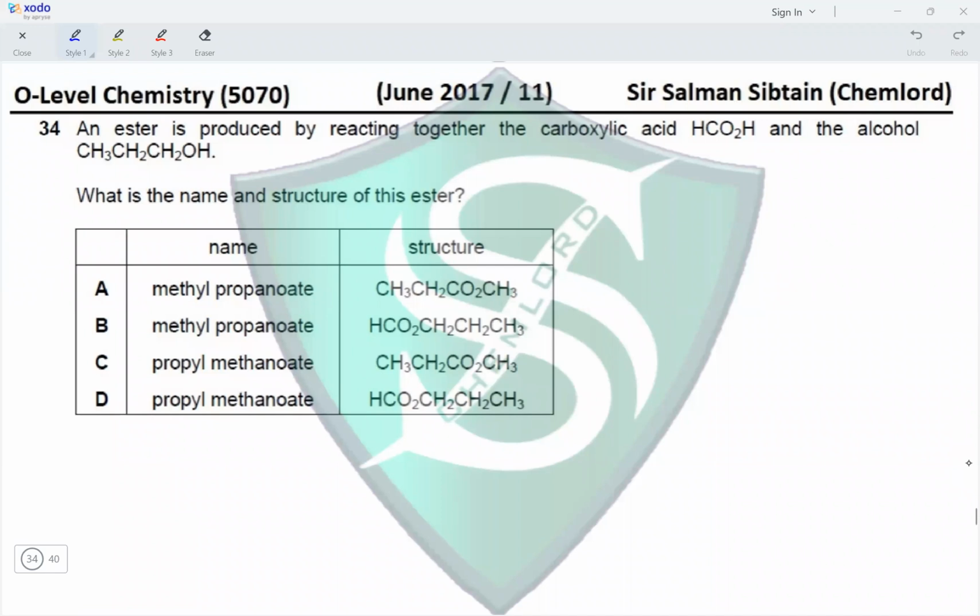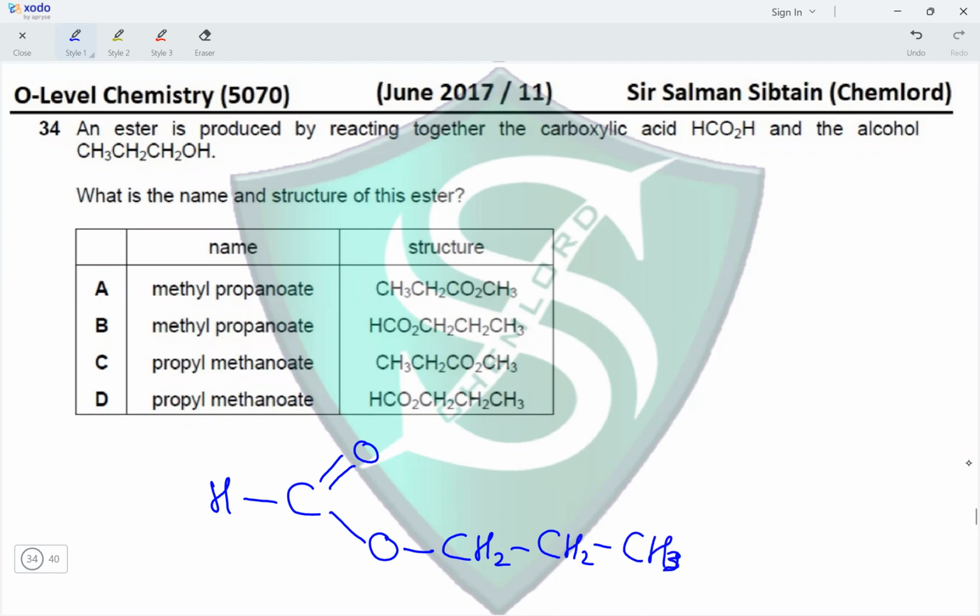Question 34. An ester is produced by reacting together the carboxylic acid HCOOH and the alcohol CH3CH2CH2OH. What is the name and the structure of this ester? So we have a single carbon containing acid forming an ester bond with three carbon containing alcohol. So this is the ester that will be produced, and this ester will be named as, so these are three carbon atoms, propyl, and this is just a single carbon atom, so methanoate. The name of the ester is propyl methanoate, which eliminates options A and B.